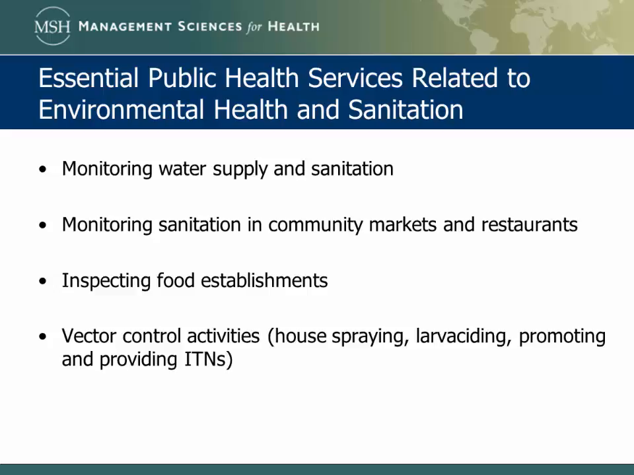In breaking one of those categories down, we can find the obvious contents. The environmental health category includes water supply, sanitation, community markets and restaurants, inspecting food establishments, and vector control activities.